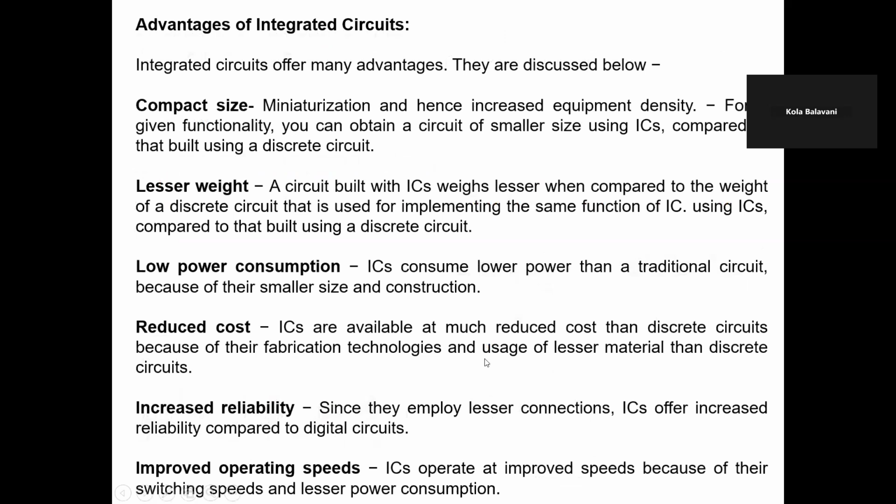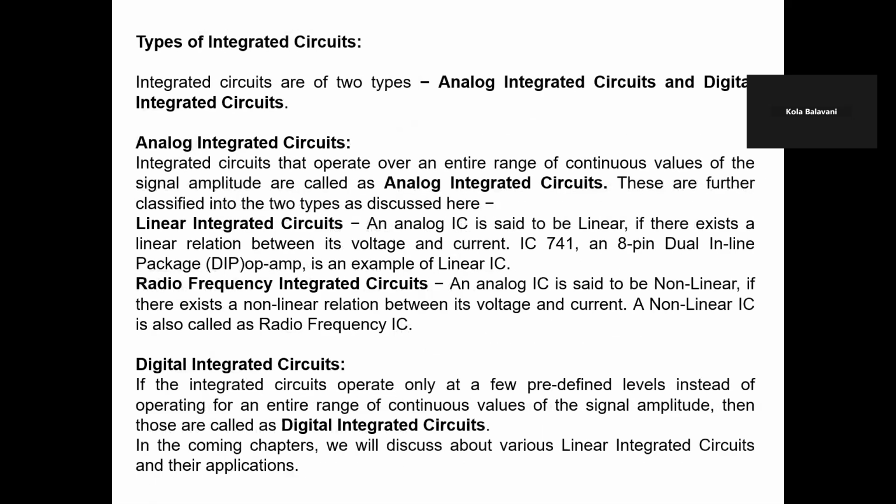The advantages of ICs are low power consumption. Mainly, it reduces the cost, increases the reliability, and improves the operating speed also. Coming to integrated circuits, ICs are majorly two types: analog integrated circuits and digital integrated circuits. Our IC is the analog IC. Our operational amplifier belongs to the analog integrated circuits.